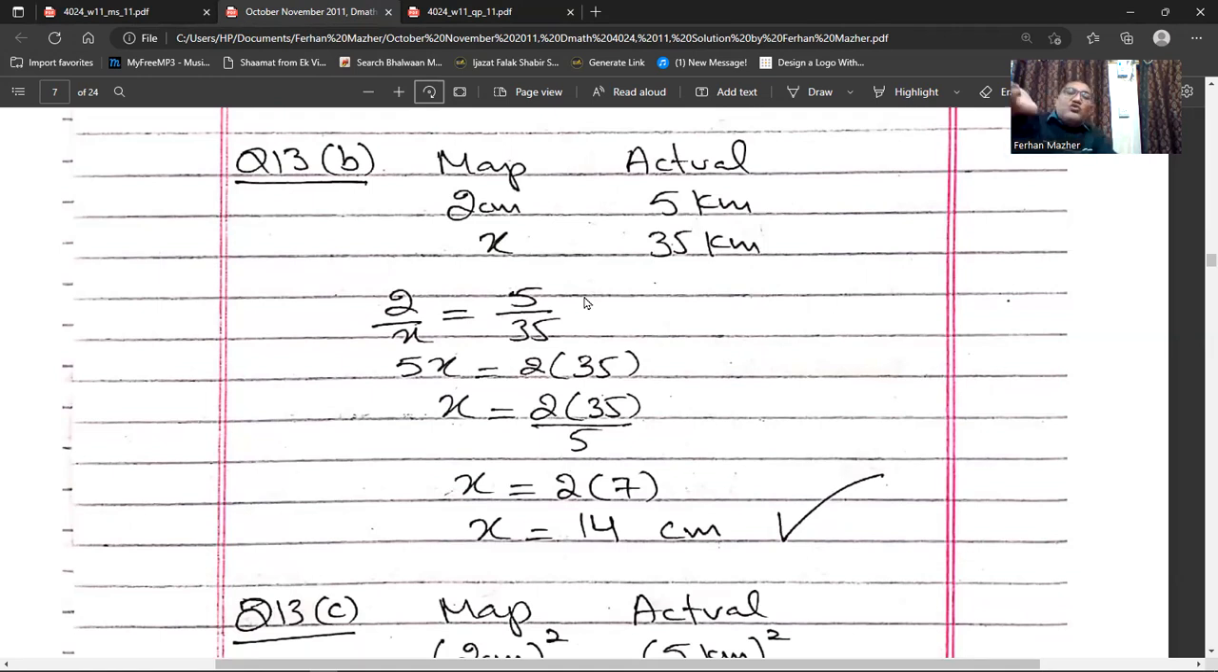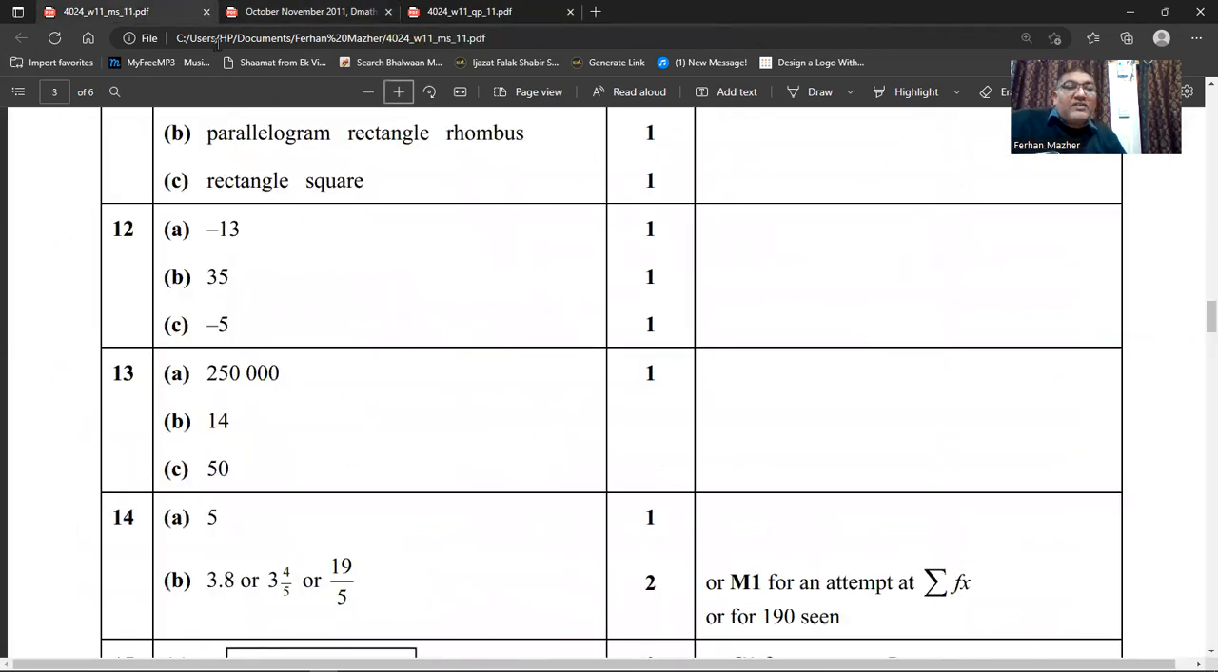Then that 5 will go to the other side and it will divide there. So x will be equal to 2 into 35 divided by 5. So it will be 2 into 7, and that will be 14. So on the map, the 35 kilometers will be represented with 14 centimeters. So let's check question number 13 B part. Question number 13 B part is 14.